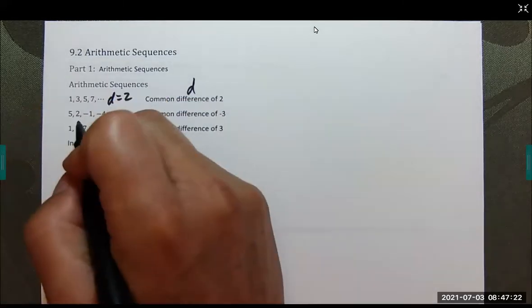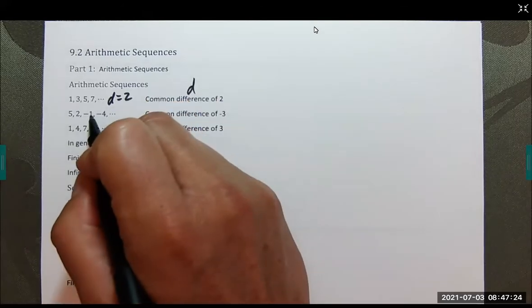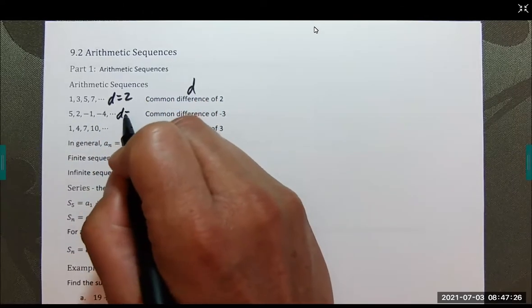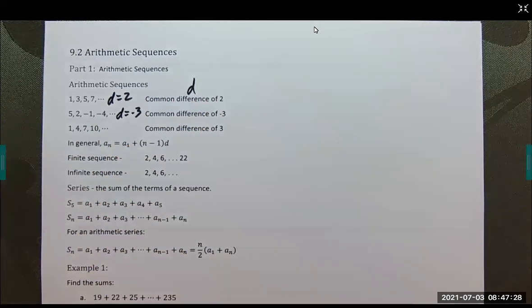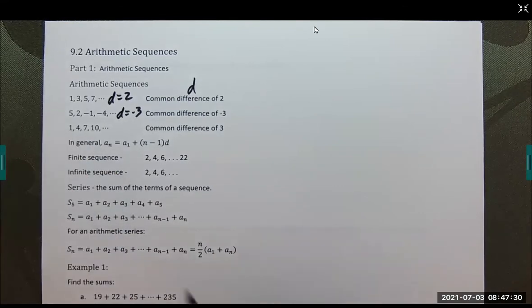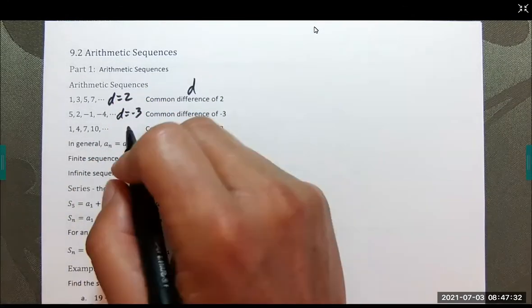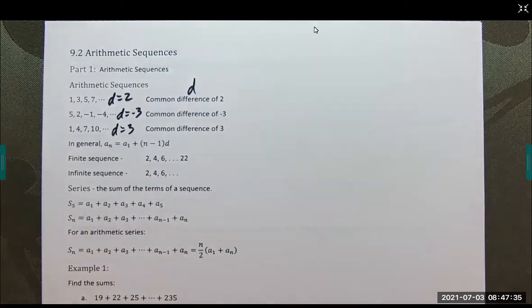In this case, 2 minus 5 is negative 3. Negative 1 minus 2 is negative 3. So D in this case is negative 3. And in this case, it's a positive 3. 4 minus 1, 7 minus 4, and so on.